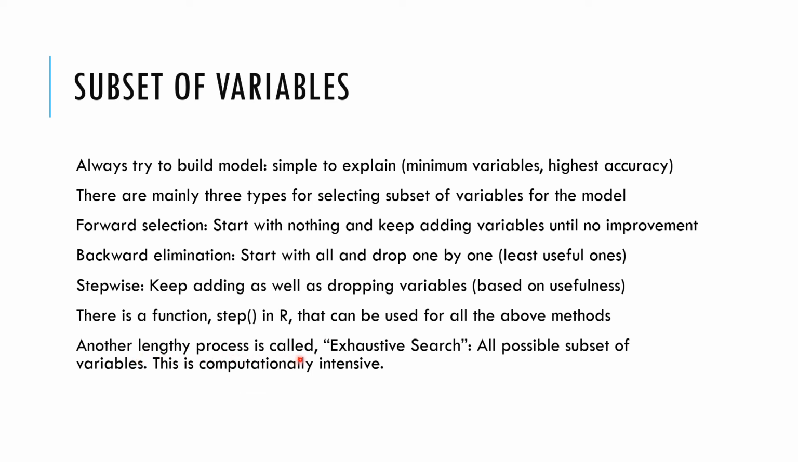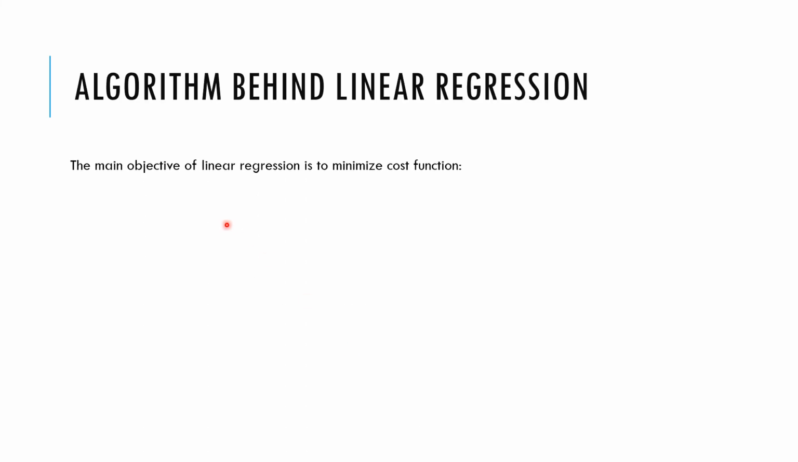Another lengthy process, other than these subset methods, forward selection, backward elimination, and stepwise, is the exhaustive search, where you look at all the possible subsets of variables, which is a very cumbersome task and computationally very intensive. So it's not a very good idea.